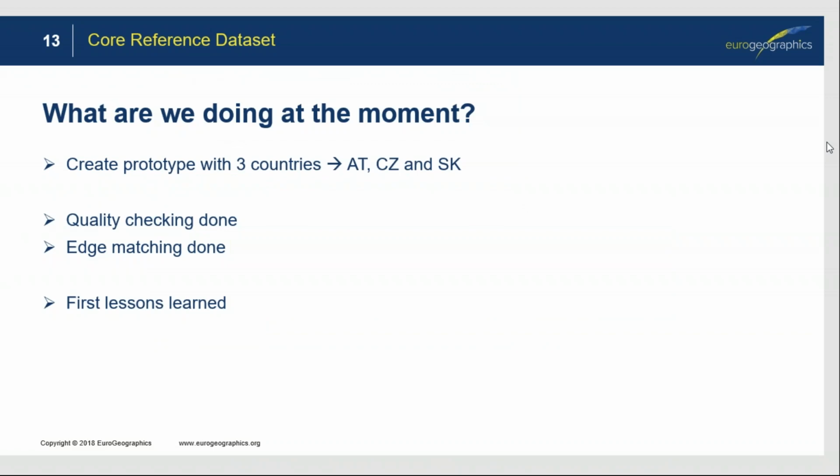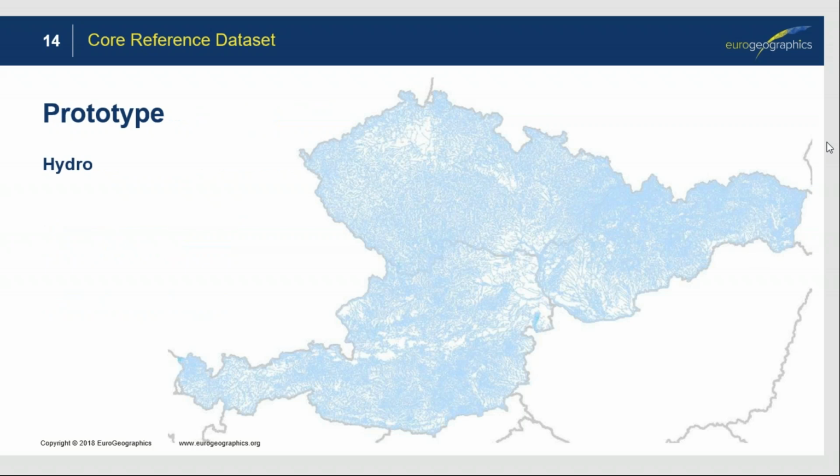What are we doing at the moment? We are creating a prototype with the 3 countries, Austria, Czech Republic, and Slovakia. We've done the quality checking and some corrections. We've done the edge matching, and that's where we sort of learned the first lessons that I'll come back to later.